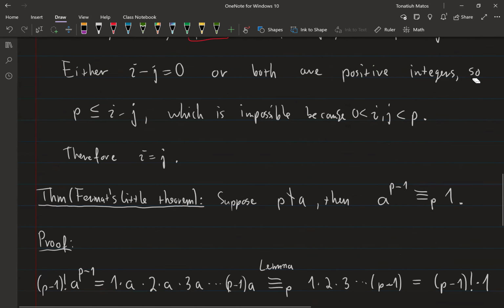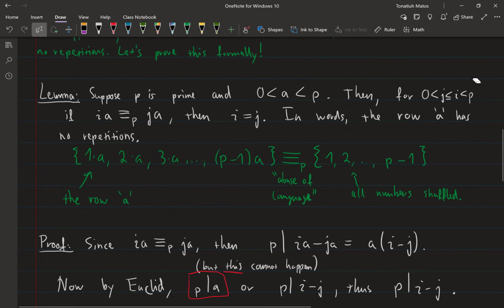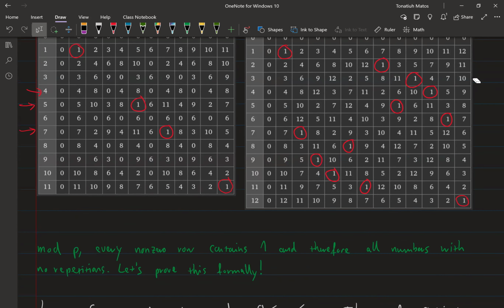So this is Fermat's little theorem. Now you might be wondering, why do we care about this? It seems like this is just a curious fact. Okay, an intuitive explanation for that: the intuitive explanation is the one that I just mentioned with the rows, right?